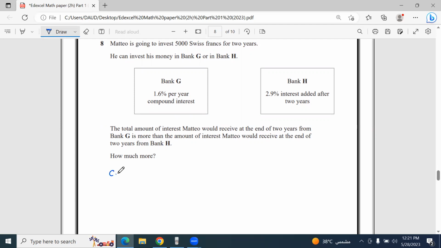So remember that compound interest is equal to P, bracket open, where P is the principal amount, 1 plus r over 100, whole power n. N means number of years, r means rate. So here we have an investment of 5,000, bracket open, 1 plus r, where r is 1.6 over 100, whole power. If you check carefully, it is after 2 years.